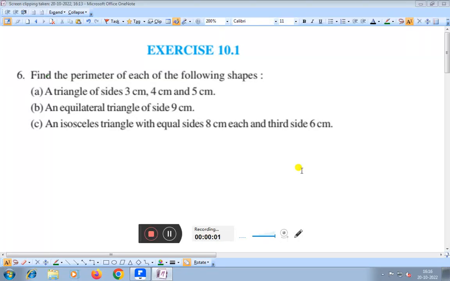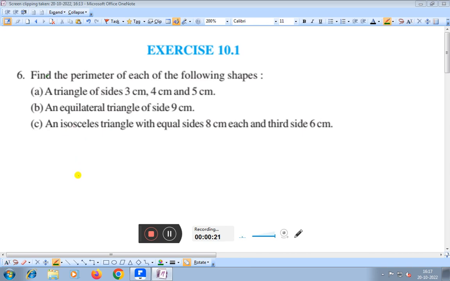Hello friends, today we shall discuss exercise 10.1 question number 6. Find the perimeter of each of the following shapes. A triangle of side 3 cm, 4 cm and 5 cm. An equilateral triangle of side 9 cm. An isosceles triangle with equal sides 8 cm each and third side is 6 cm.